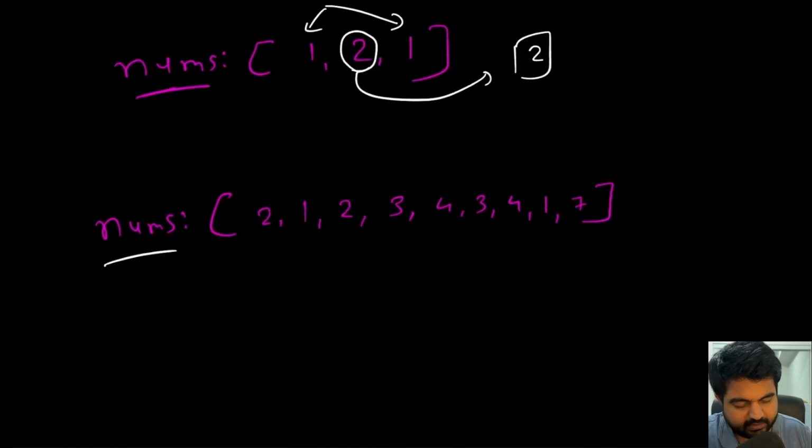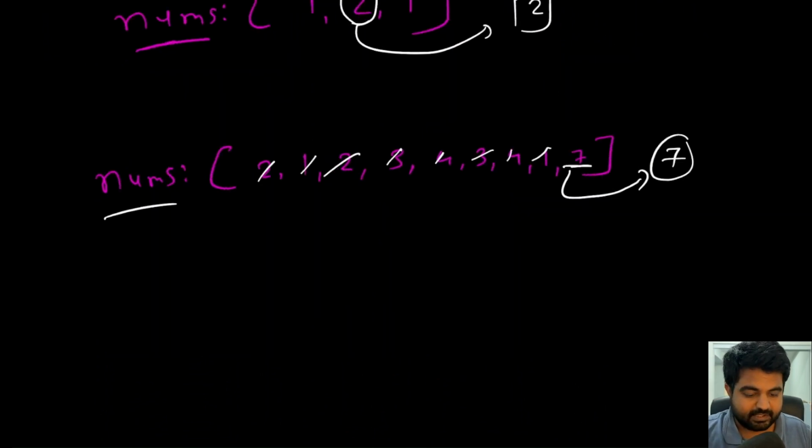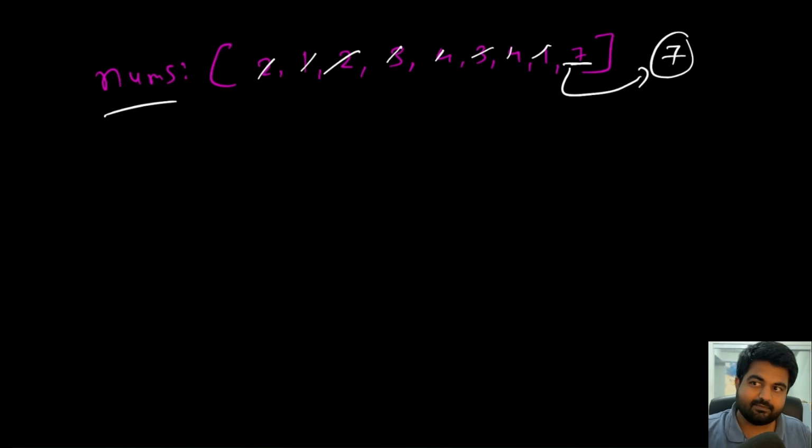Same way over here, if there are more entries, we can still see that 2 appears twice, 1 appears twice, 3 appears twice, and 4 appears twice. 7 appears only once, so we need to return 7 as the answer. So basically this is the problem statement. Now let's approach this problem in multiple ways.